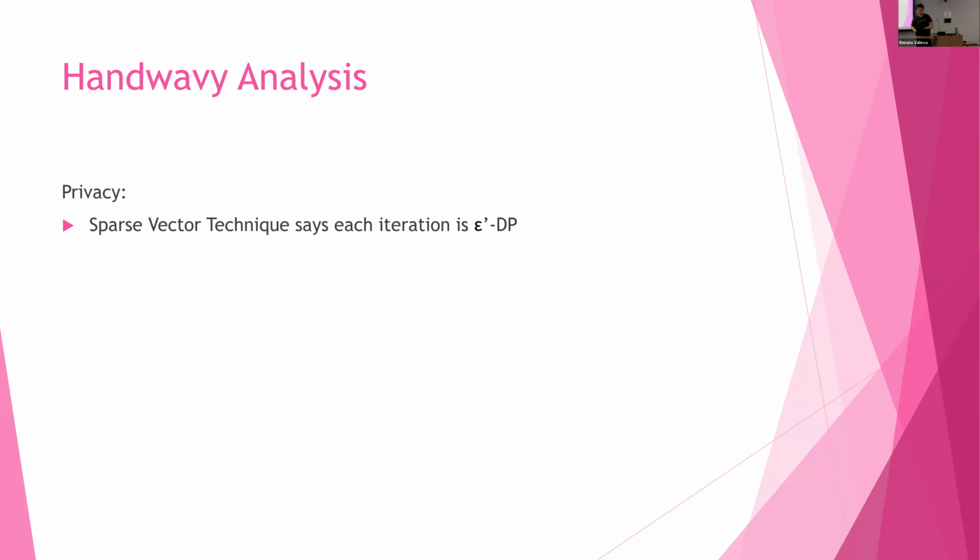So for privacy, my 1 minute of hand waving a few seconds ago says that if you use the sparse vector technique or the multi-dimensional sparse vector technique, each iteration will be epsilon prime DP. And then because there are log n iterations, because we increase things geometrically by a factor of 1 plus eta, the full algorithm is log n times epsilon prime DP, and we chose epsilon prime so that it's equal to epsilon. So we have epsilon DP for this algorithm.